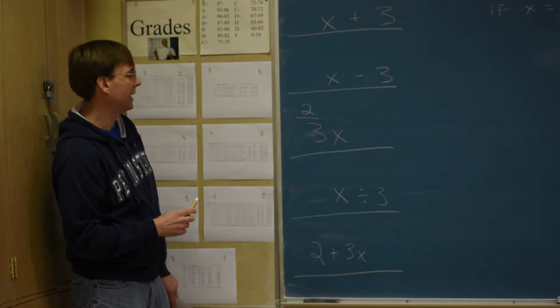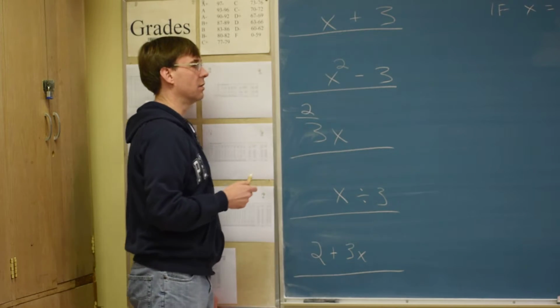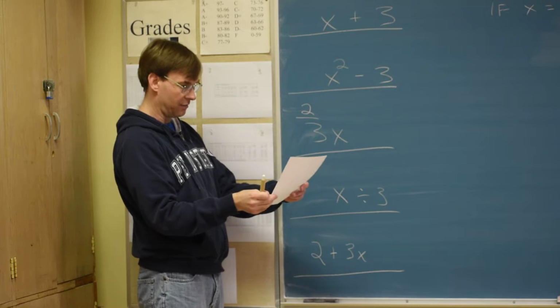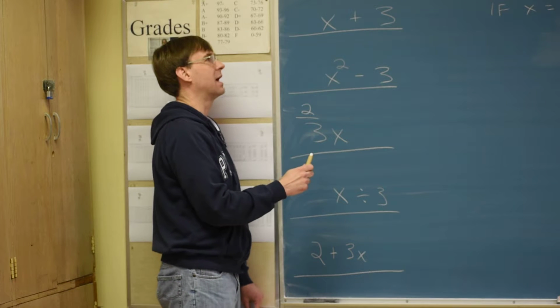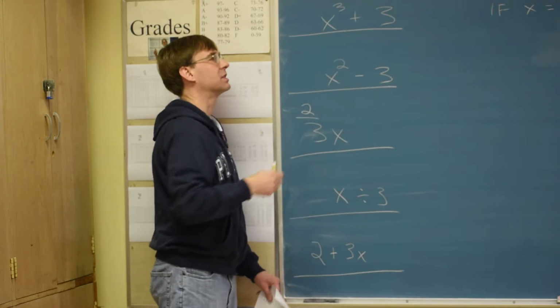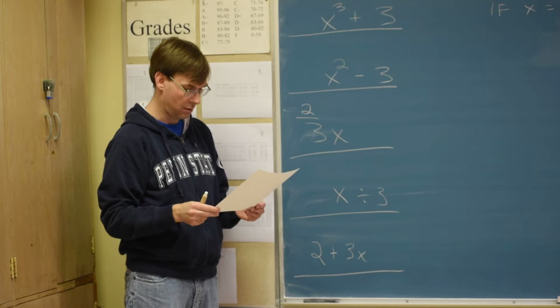So I could say like a number squared decreased by 3. Maybe we need a power for that. Let me see if I use the word cube. I do have the word cube on this paper. So maybe like the cube of a number increased by 3. I might have something like that going on for the cube of a number increased by 3.